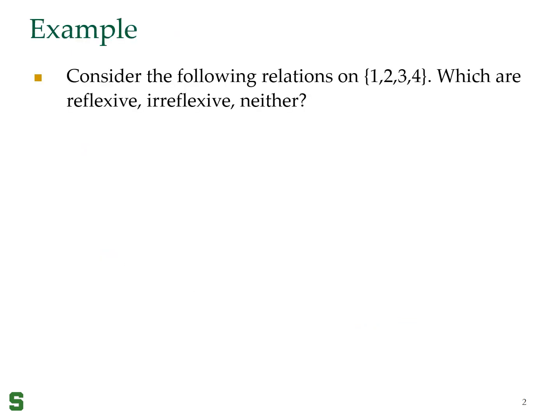Let's look at some examples. So here the set is {1, 2, 3, 4}. We want to know whether the relation is reflexive, irreflexive, or neither. So here we have R1. In order for it to be reflexive, we want the pairs (1,1), (2,2), (3,3), (4,4). They're all there. Wonderful. It's a reflexive relation. I will go through this quickly, but feel free to pause it to verify that the answer matches with what you expect.